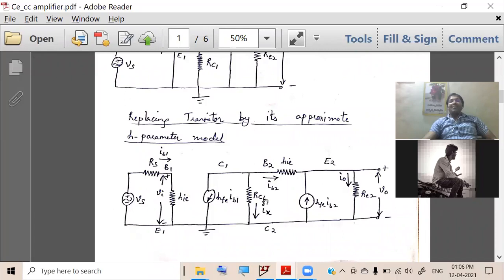Then I am taking the IB1, IB2 relation. Why am I taking IB1, IB2? Because V0 is in terms of IB2, Vs is in terms of IB1. So when I do V0 by Vs, I get IB2 by IB1, and that IB2 by IB1 I am replacing to get the final expression. Simple mathematical steps, simple KCL, KVL.